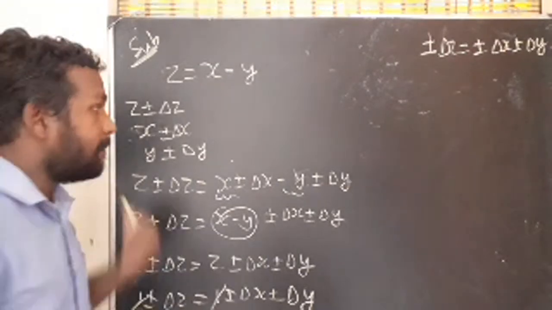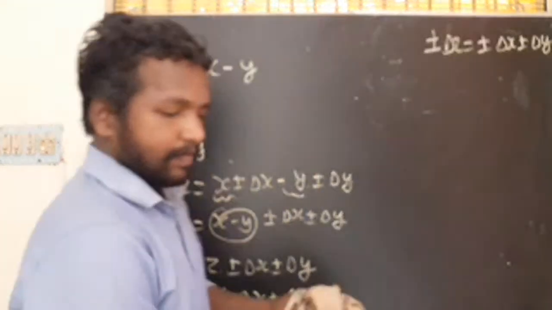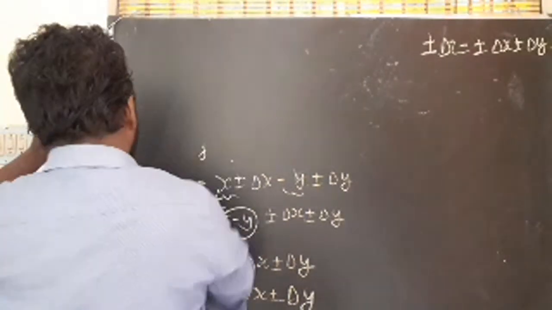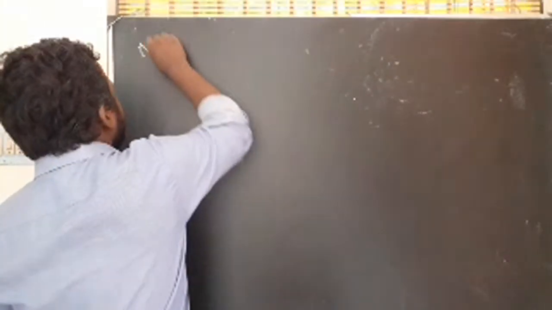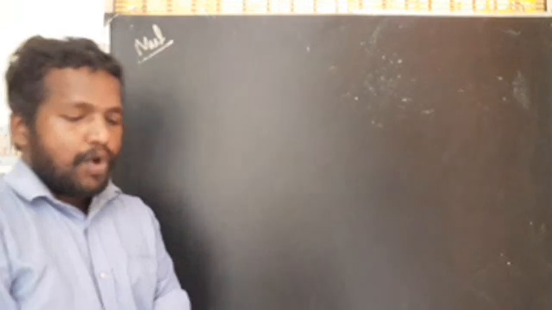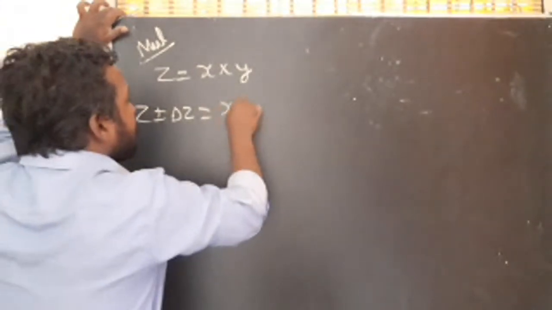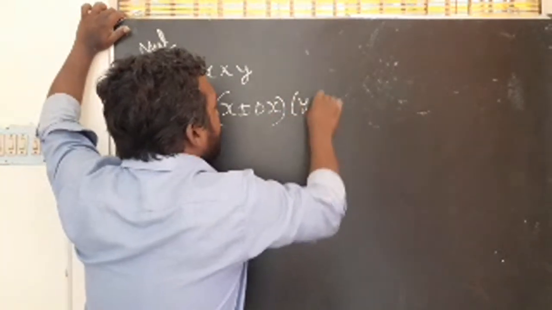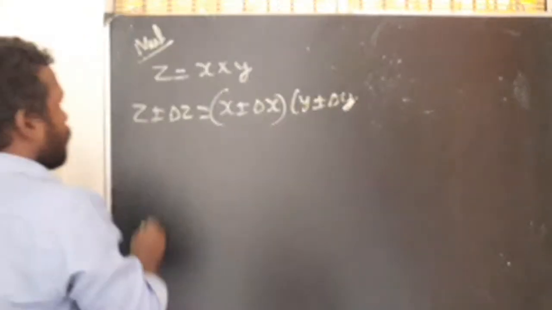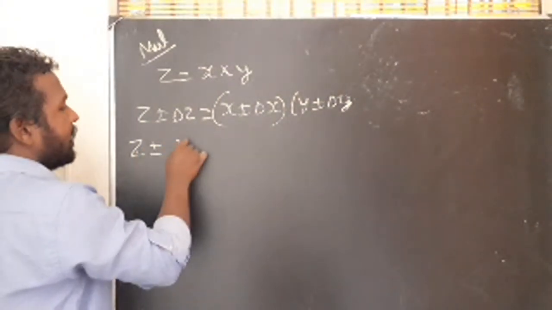The next is multiplication of two numbers. I am going to do the multiplication of two numbers. See here, z is equal to x into y. z has the error, plus or minus del z. x has the error, plus or minus del x. y has the error, so it's a multiplication into y plus or minus del y. Like that we have z plus or minus del z.